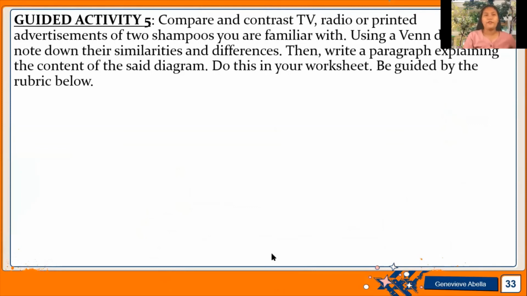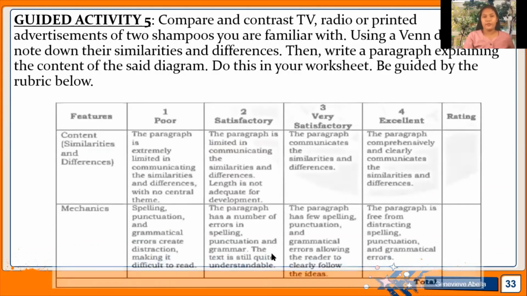Next is our fifth guided activity. In this activity, you will compare and contrast TV or radio or printed advertisements of two shampoos you are familiar with. Using a Venn diagram, note their similarities and differences, and after which you will write a paragraph explaining the content of the said diagram. You will do this on your worksheet, and please be guided by the given rubric.